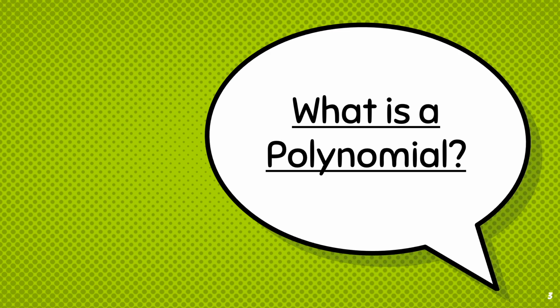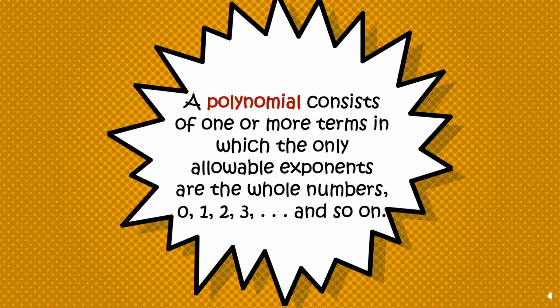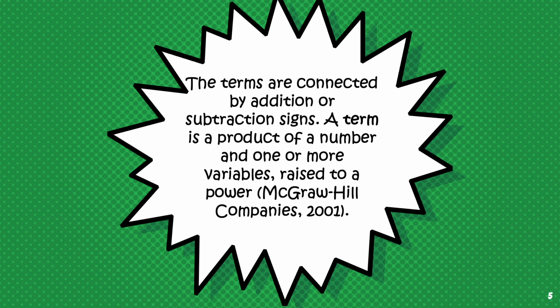But what is a polynomial? A polynomial consists of one or more terms in which the only allowable exponents are the whole numbers 0, 1, 2, 3, and so on. The terms are connected by addition or subtraction signs. A term is a product of a number and one or more variables raised to a power. This is according to McGraw-Hill Company's 2001.